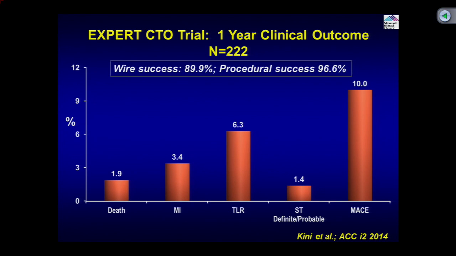90% success of the CTO in United States with associated very low complication rate, as you can see here, of the TLR of only 6%. So extremely, extremely reassuring that a CTO intervention does well.